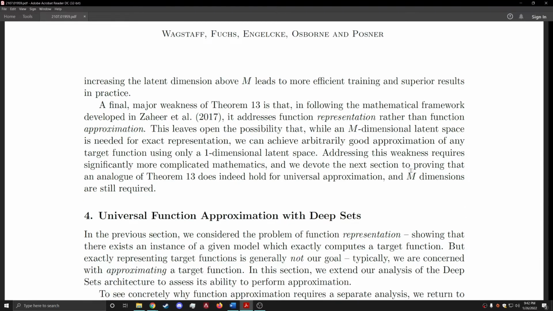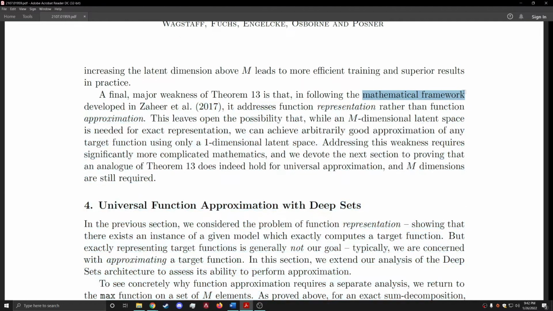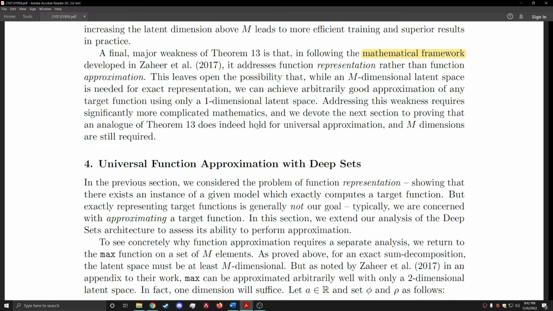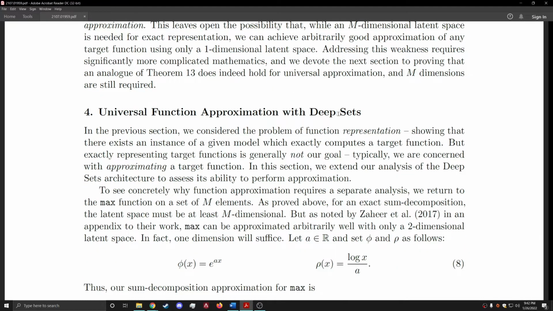So that's a few things here. It just goes to show that mathematical frameworks and engineering attempts in machine learning are just not the same. So we can move on. So we can talk about universal function approximation.